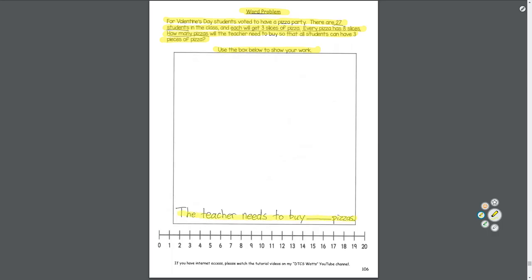Okay, we've got some big math to do, but it can be done. Let's figure it out. So we don't need to know that first line. There are 27 students in the class. So let's write that down. 27 students. We're pulling out the key info. Might as well use our box to help us think. Each will get 3 slices of pizza. So 3 slices each. We're just writing this down to help us think, so we don't got to keep reading all those words. Every pizza has 8 slices.